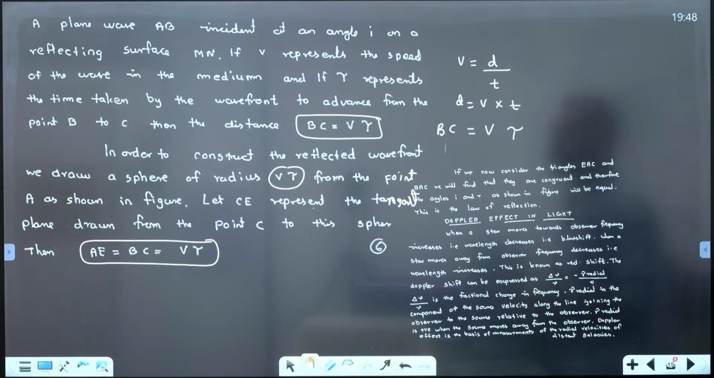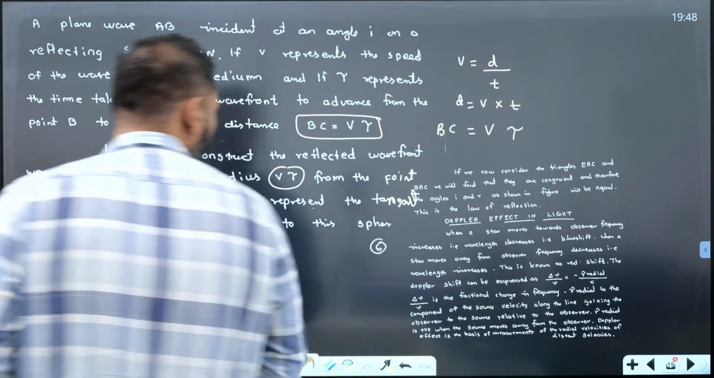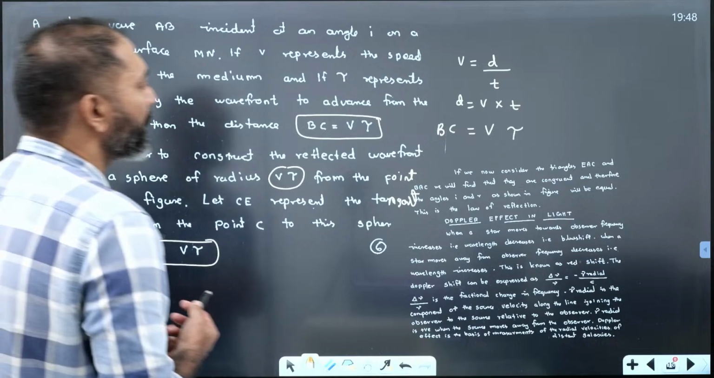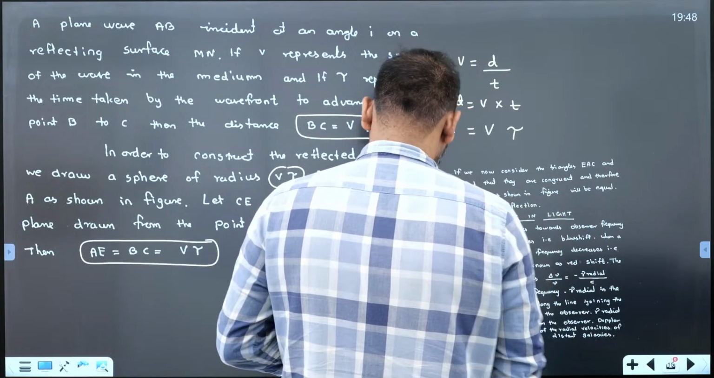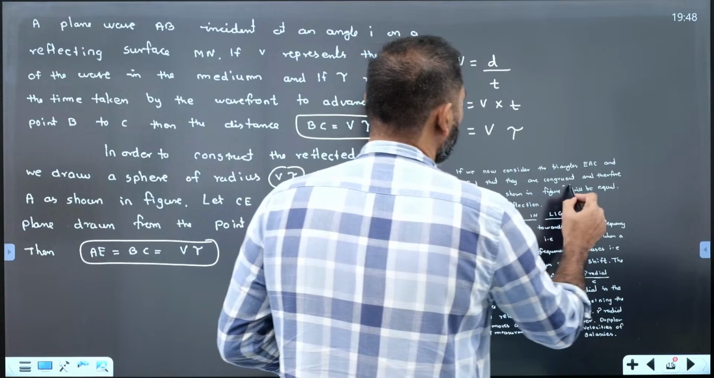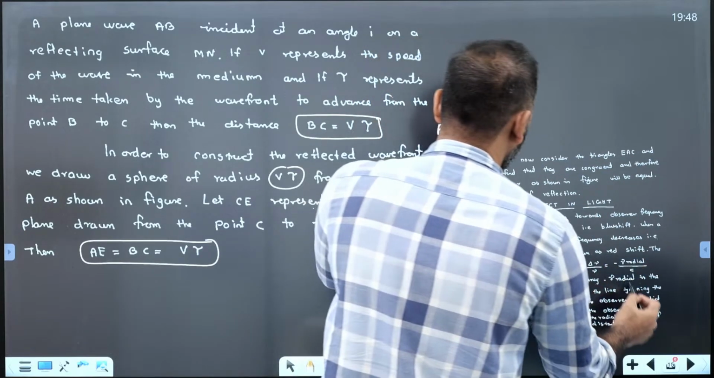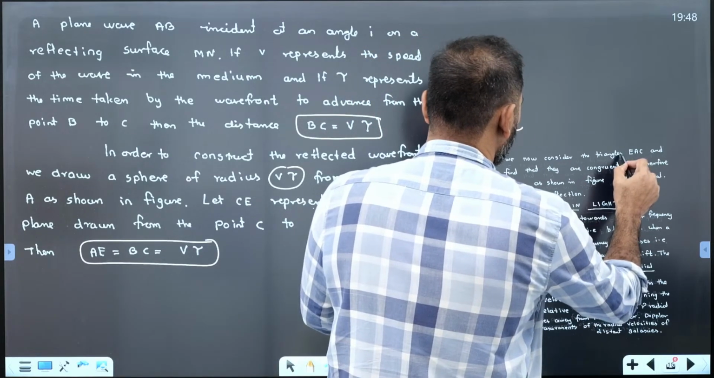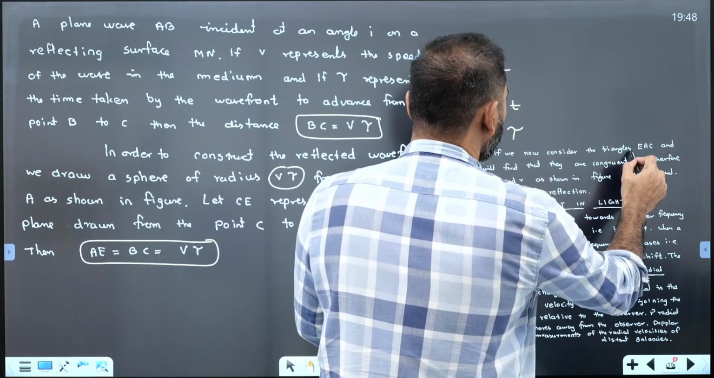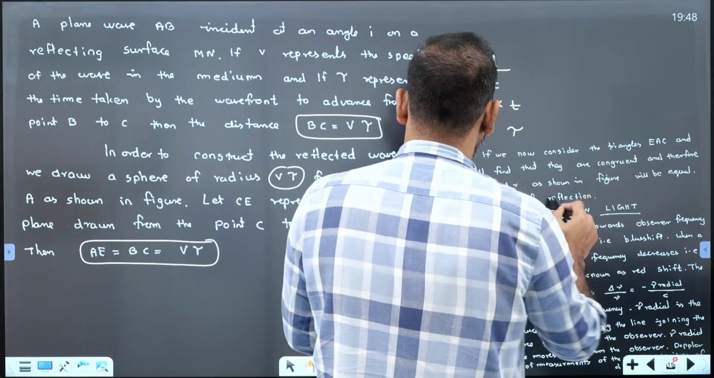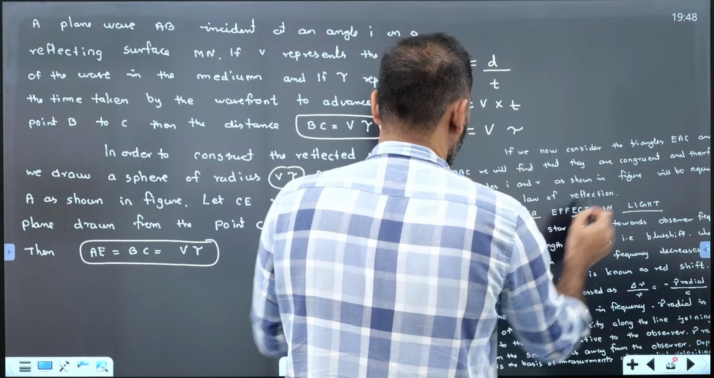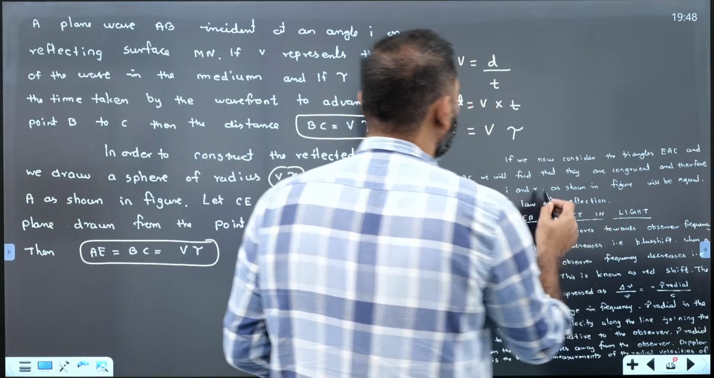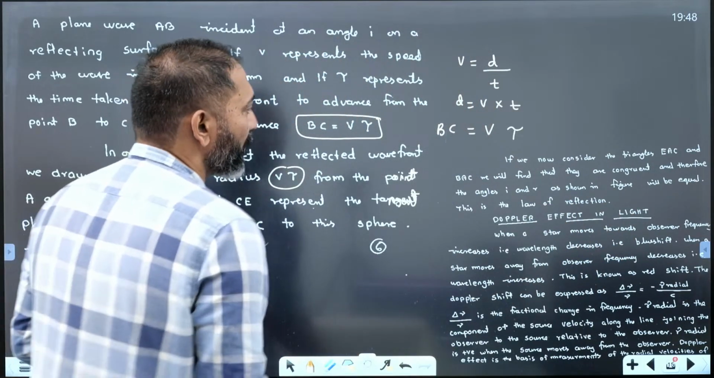So AE is equal to BC is equal to V tau. If we now consider the triangles EAC and BAC, what are the two triangles?